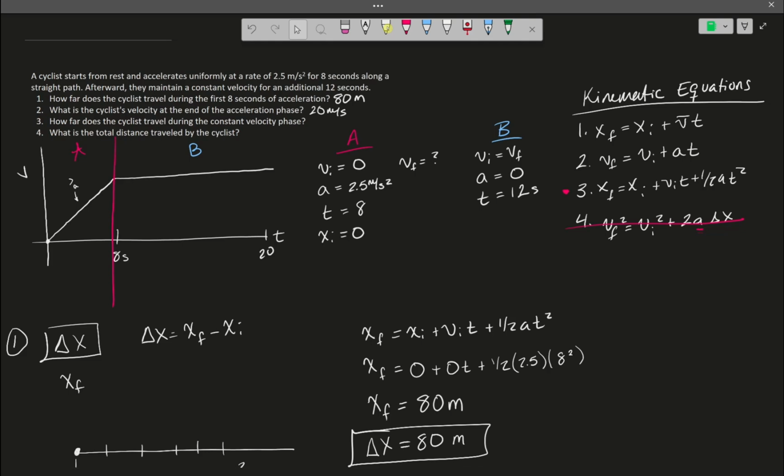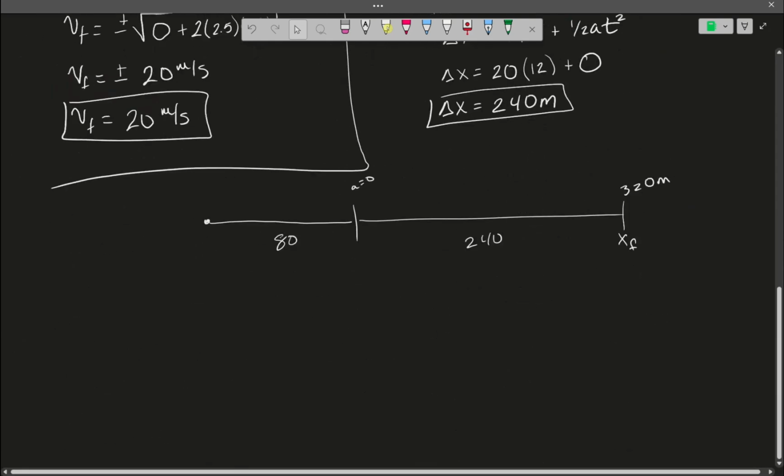What is the total distance traveled by the cyclist? Oh, I already solved that. 320 meters. It's the total distance traveled by the cyclist.